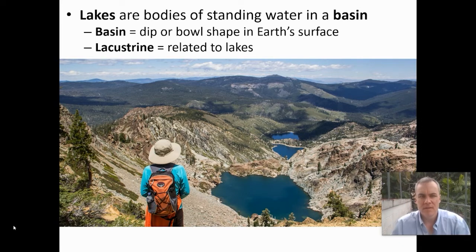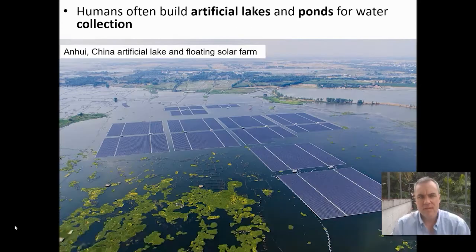If you remember, we said that fluvial is a fancy word for anything to do with rivers. And here we have another fancy word, lacustrine. If you see a paper about lacustrine systems, it just means related to lakes. Lakes are so good at collecting water, that function of collection within the hydrologic cycle, that humans often build artificial lakes and ponds in order to collect water, especially in areas that are susceptible to flooding.